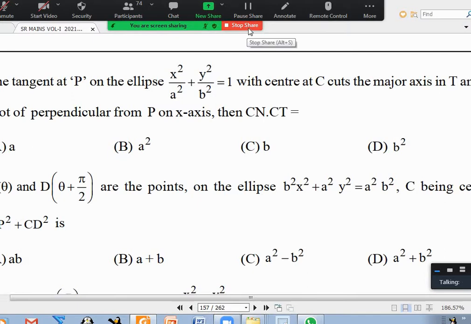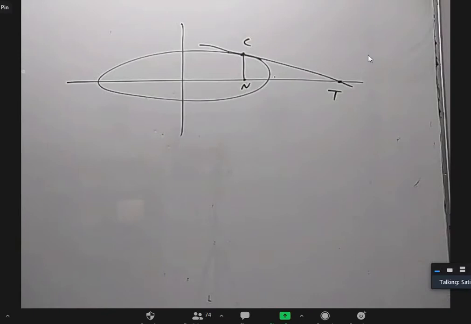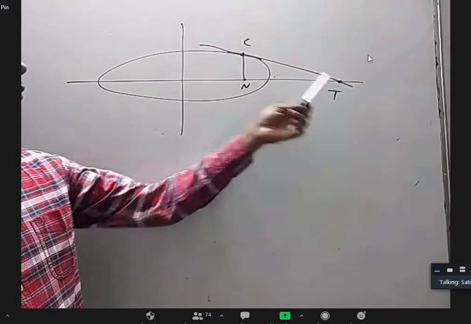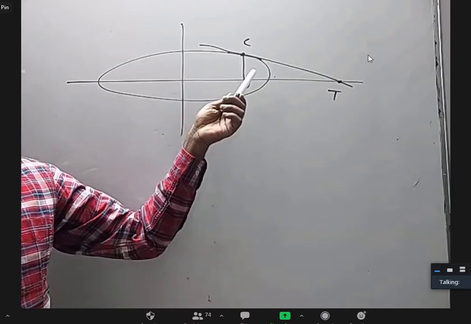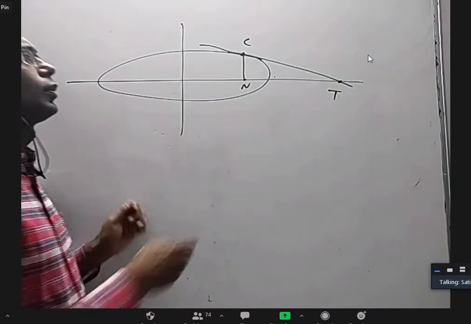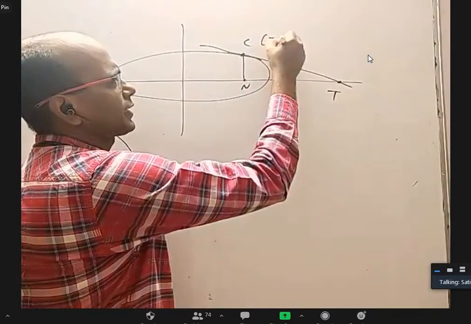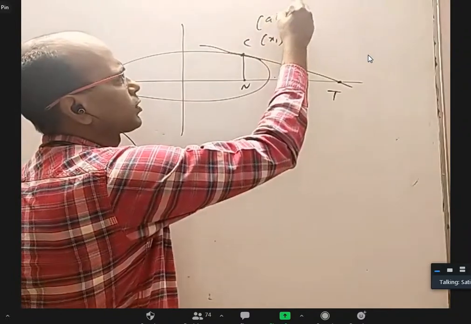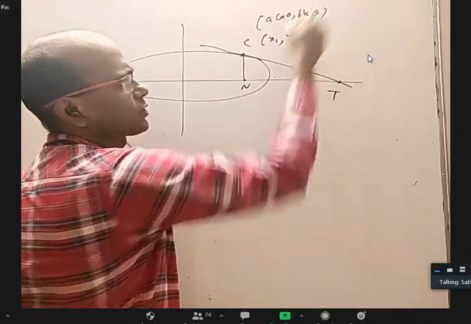Yeah, correct. So there is no need of taking T as x1 comma 0. You don't take this as x1 comma 0. You take this as x1 y1, sufficient. So for point C, either you can take x1 y1 or you can take a cos theta comma b sin theta. Either way is okay.